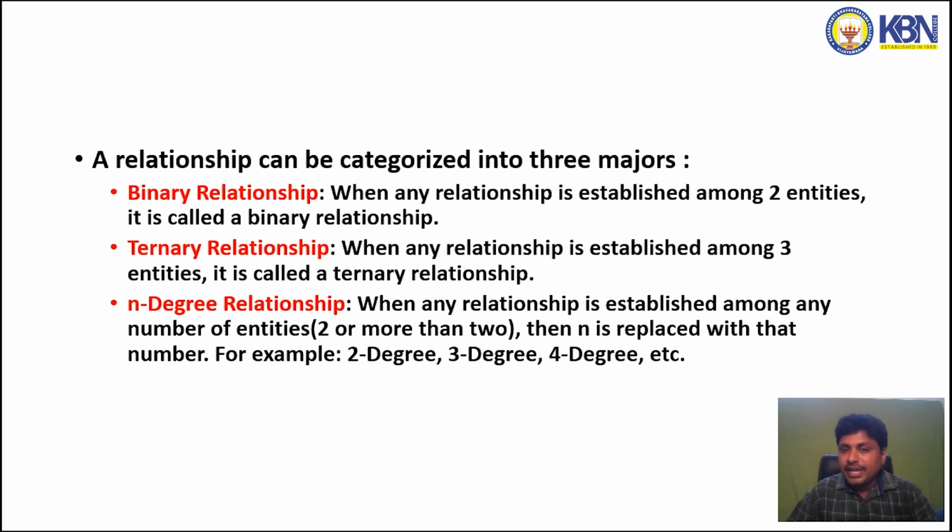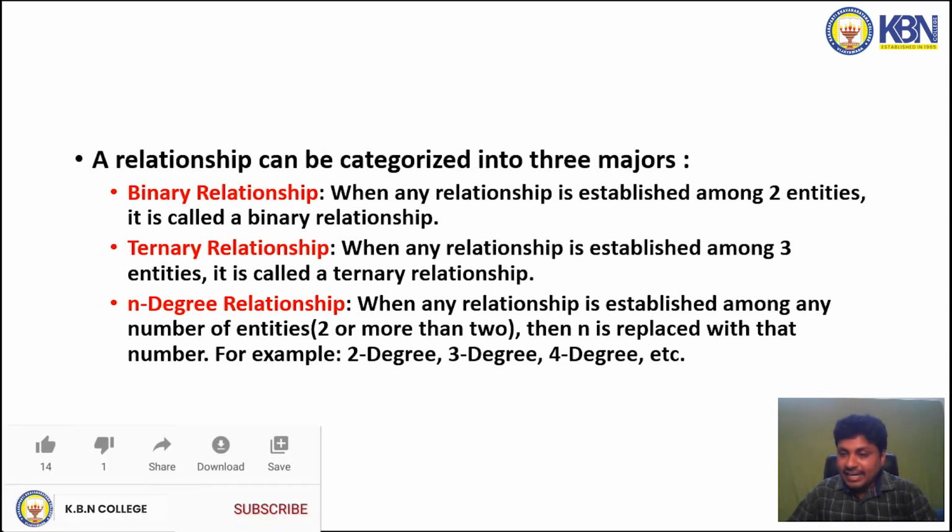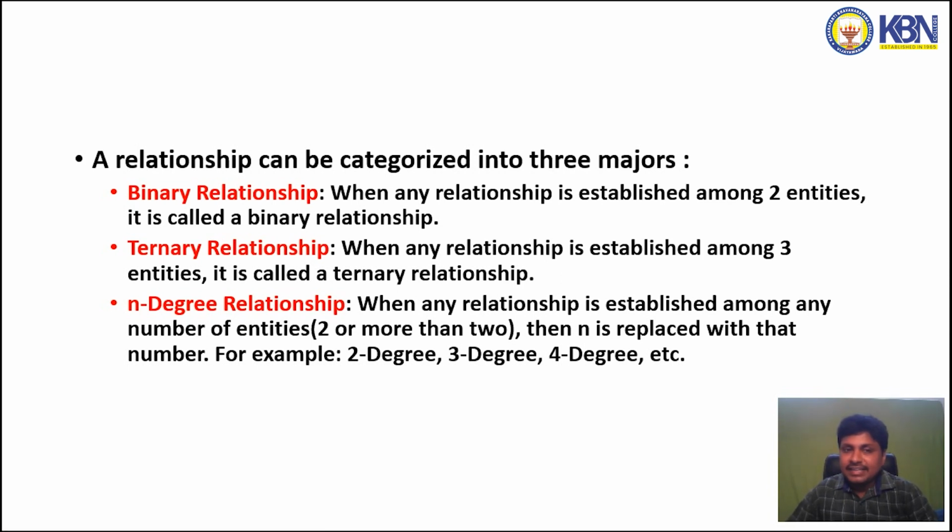A relationship can be categorized into three major parts: binary relationship, ternary relationship, and n degree relationship. What is meant by binary relationship? When a relationship is established among two entities, it is called a binary relationship. Ternary relationship: when a relationship is among more than two entities, it is called a ternary relationship. What is meant by n degree? When a relationship is among any number of entities, it is named with the number of entities, like 2 degree, 3 degree, 4 degree, etc. So these types come under the n degree relationship.